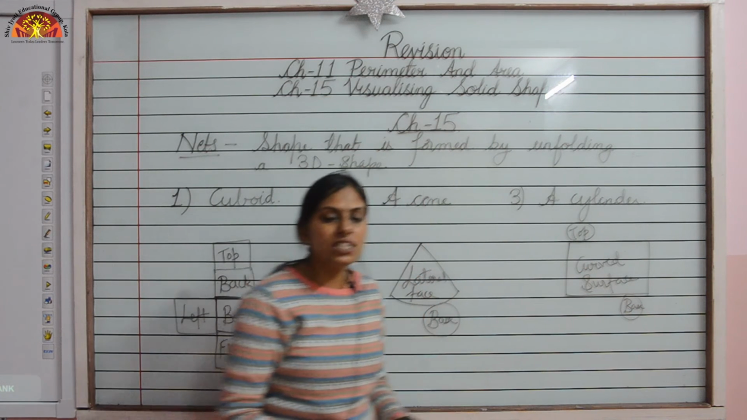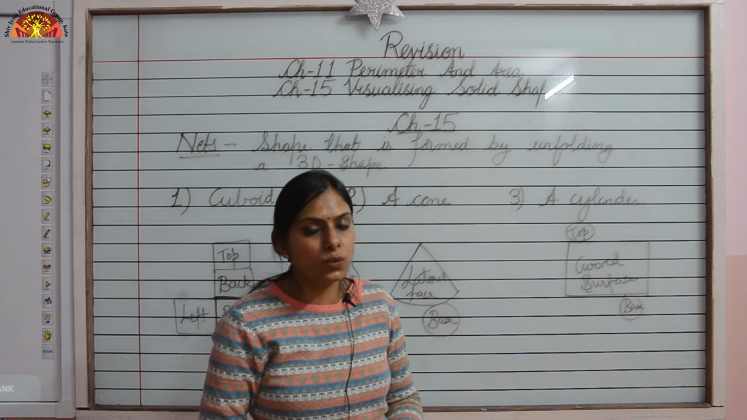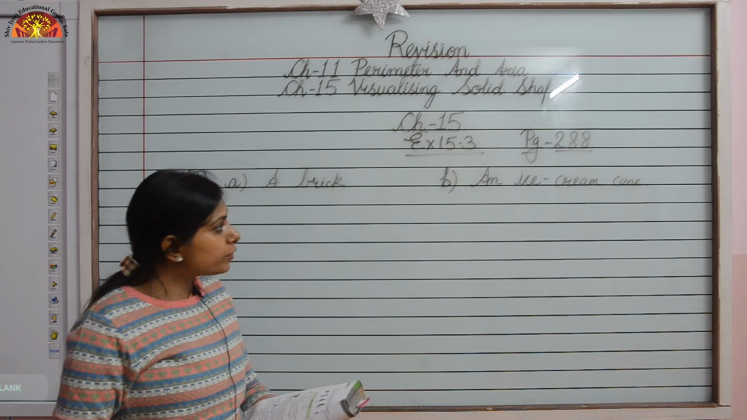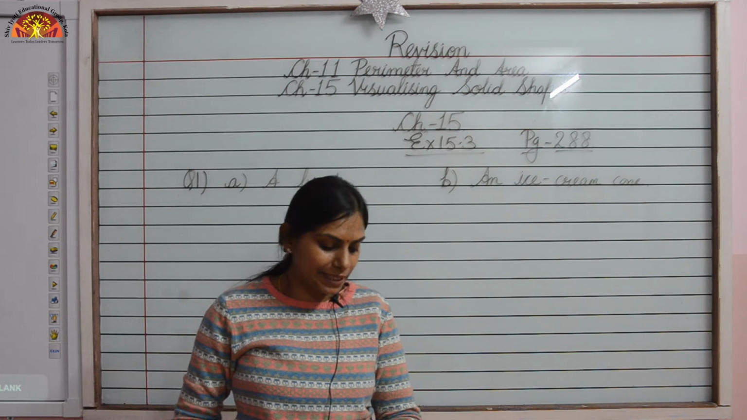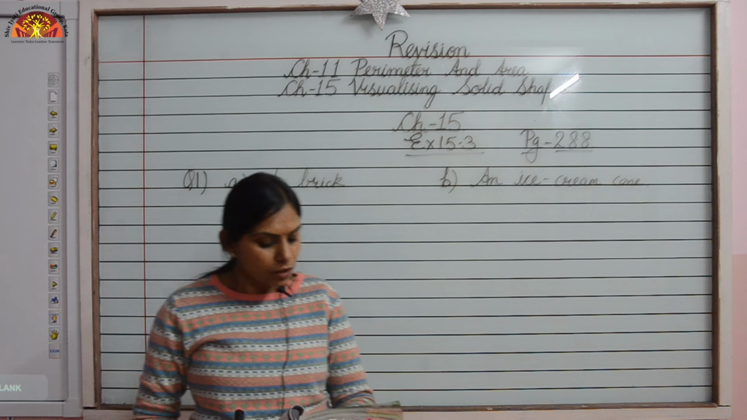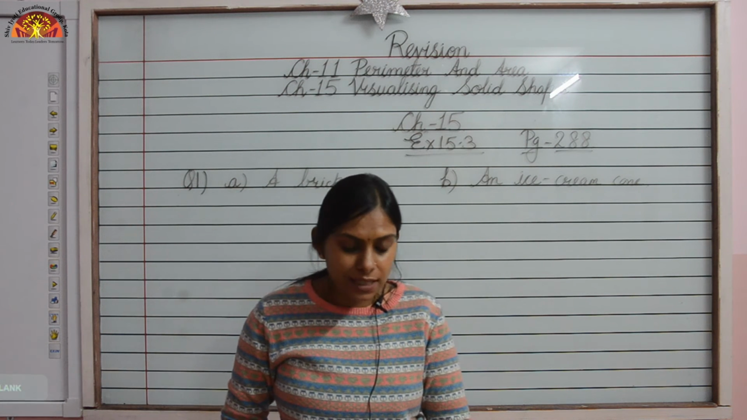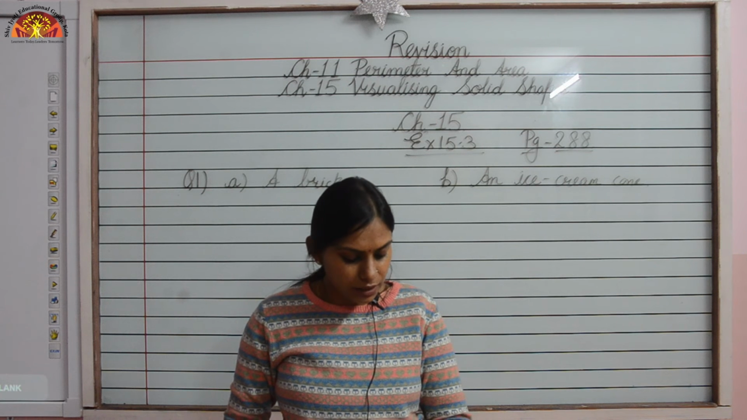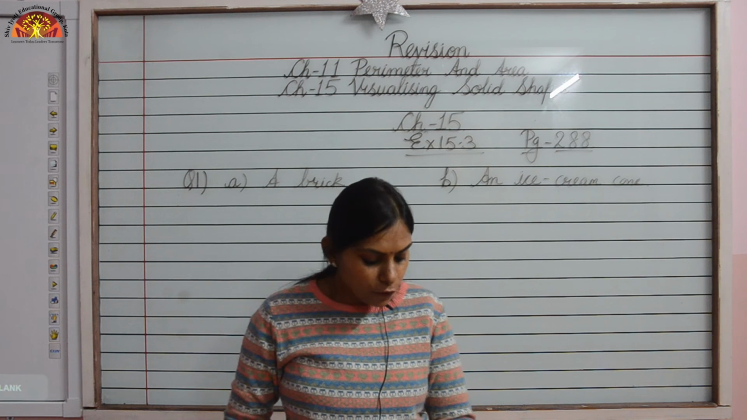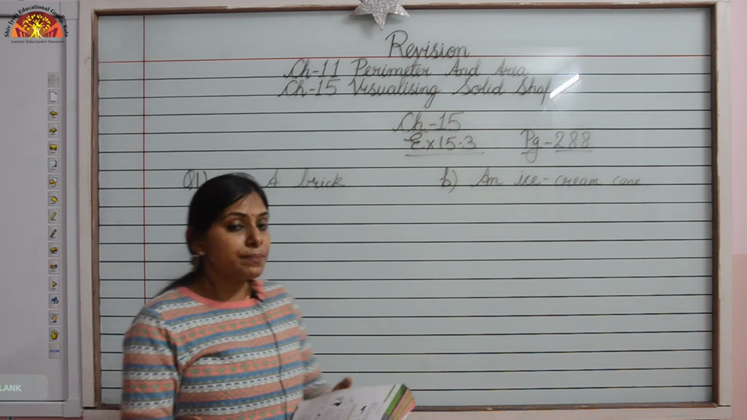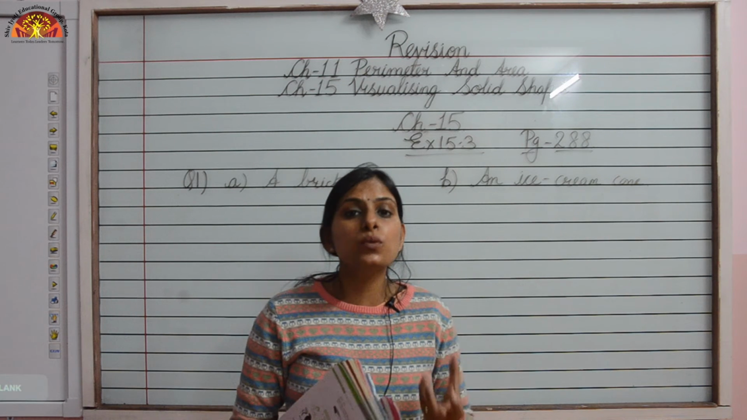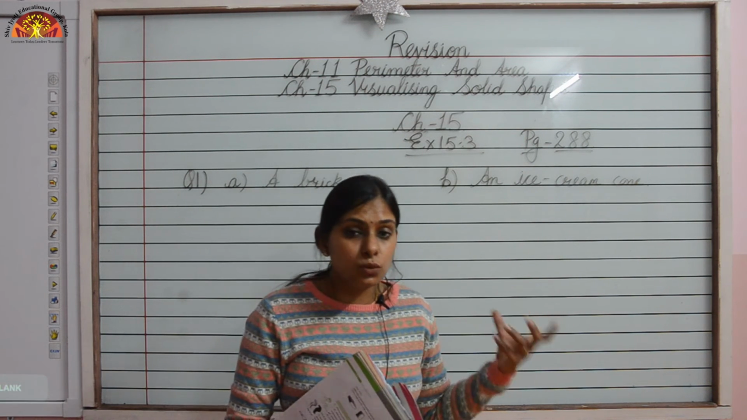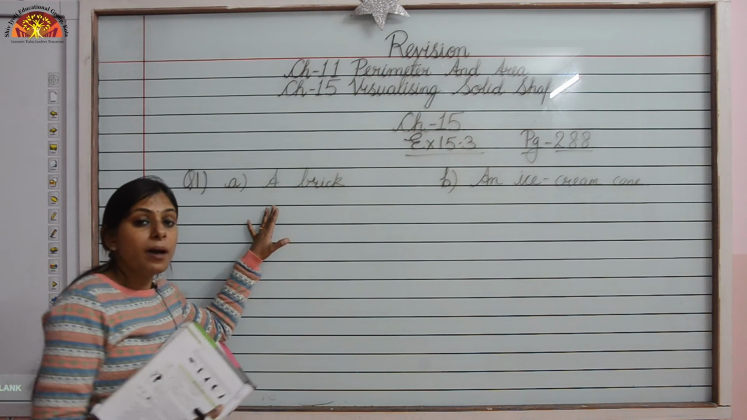Now children, we'll move to exercise 15.3. Just see children, exercise 15.3, that is on page number 288. So just go through the first question. What cross section do you get when you give first a vertical cut and second a horizontal cut to the following solids? First one is a brick. So children, it has been asked what cross section you get when you give a vertical cut or a horizontal cut to these solids. So first one is a brick, okay.